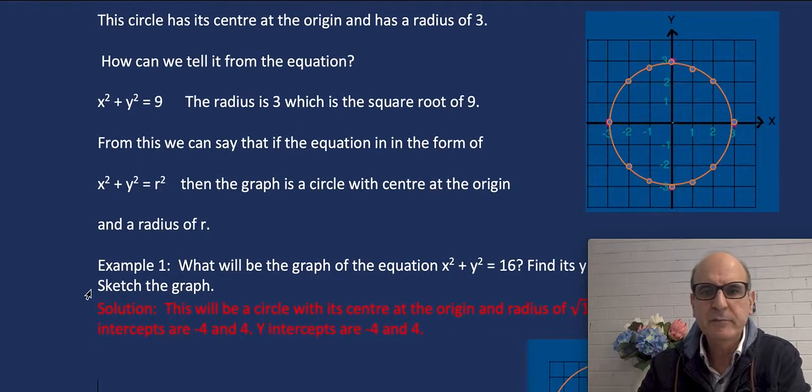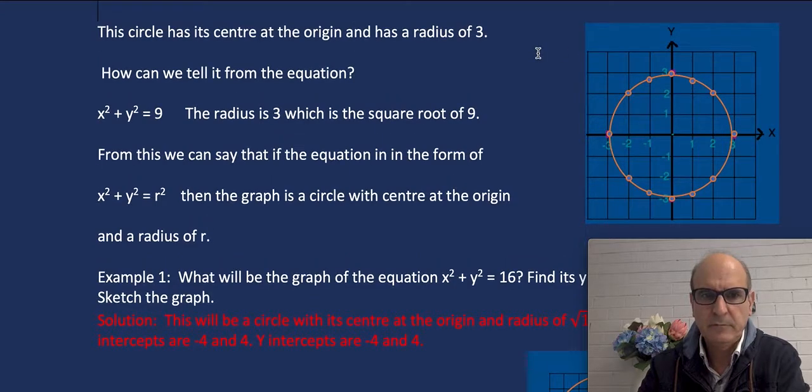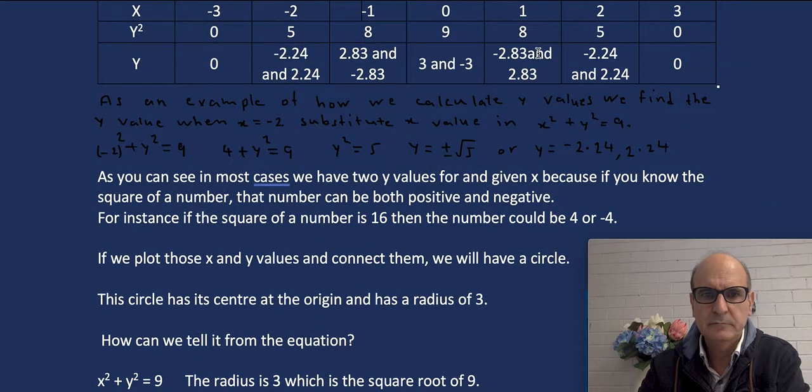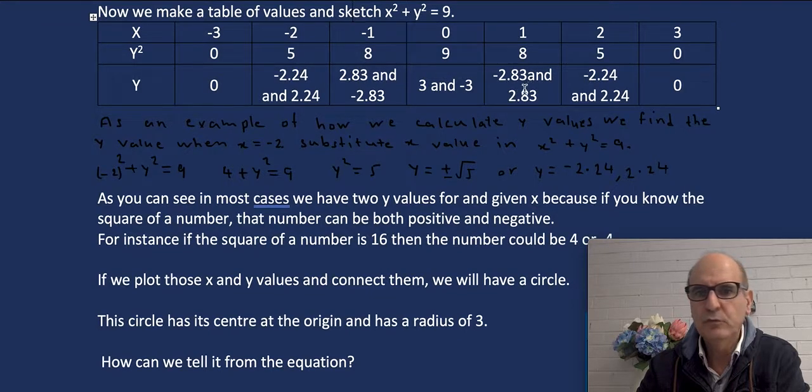and we sketch them on a graph, we get these points, which are shown as dots. So for example, when x was 3, y was 0. That's 3, 0. And when x was 0, y was 3. And these are all the other points in between. When x was 1, y was 2, y was 2.83 and minus 2.83.